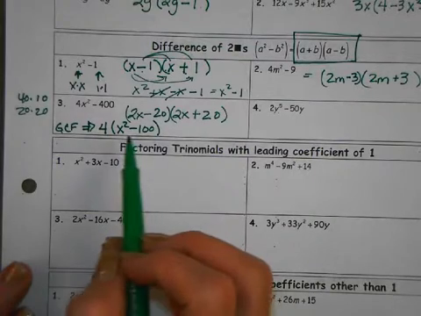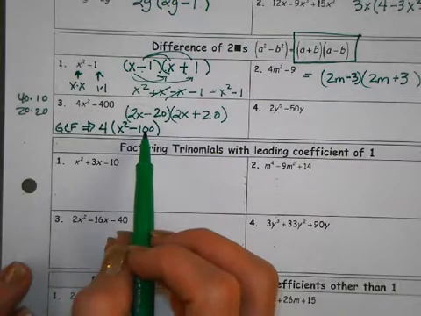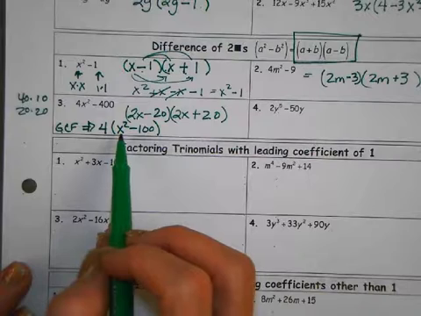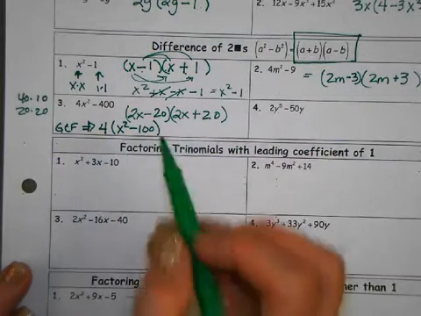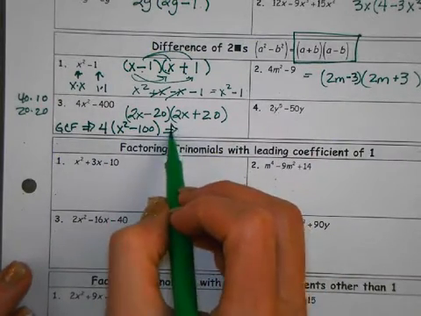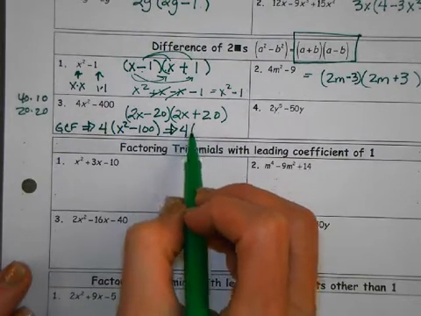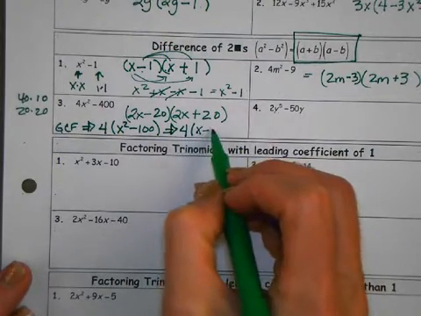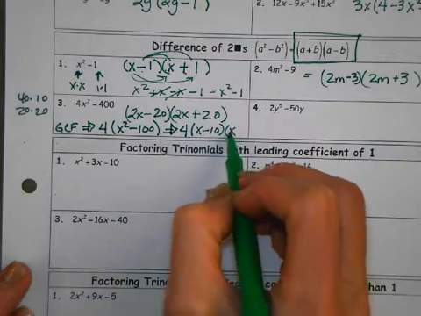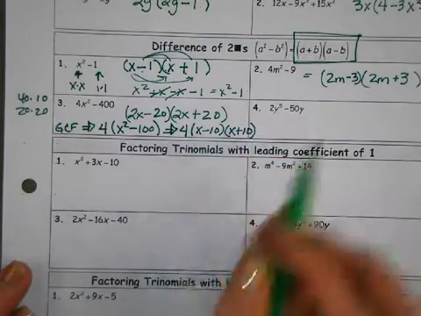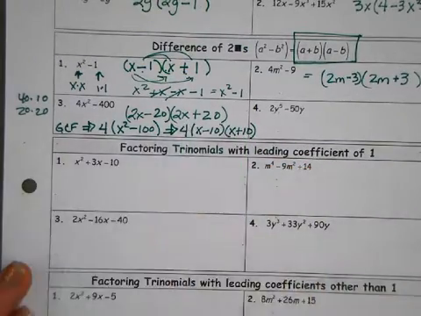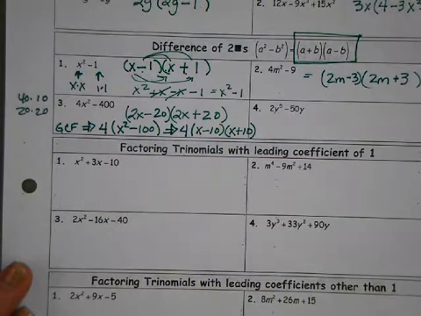Maybe, maybe not. Is 100 a perfect square? Is x squared a perfect square? Yes, so I could then even go farther with this, and I would do 4, and then I would have x minus 10 and x plus 10. That would be the same answer as above. Okay? Does that make sense how I did that?